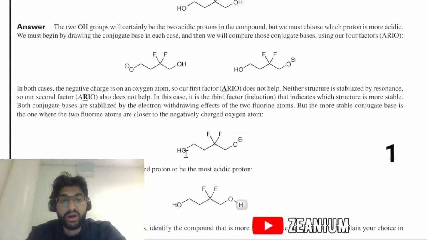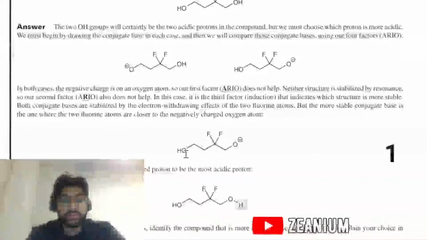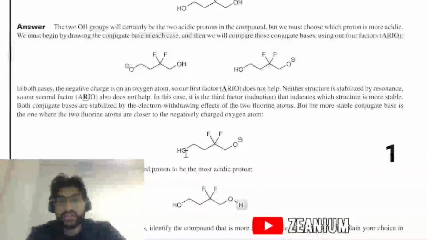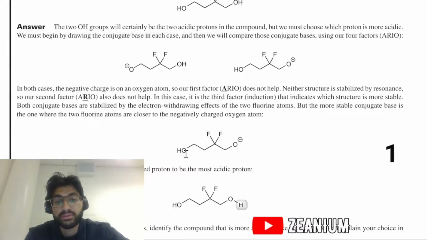So our first factor, A in ARIO, does not help. Neither structure is stabilized by resonance, so our second factor, R in ARIO, does not help. In this case, it is the third factor, induction, that indicates which structure is more stable. Both conjugate bases are stabilized by the electron withdrawing effects of the two fluorine atoms, but the more stable conjugate base is the one where the two fluorines are closer to the negatively charged oxygen atoms.